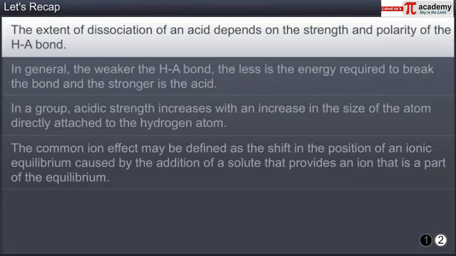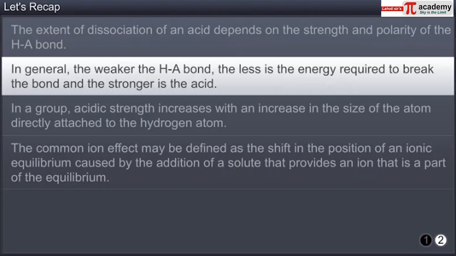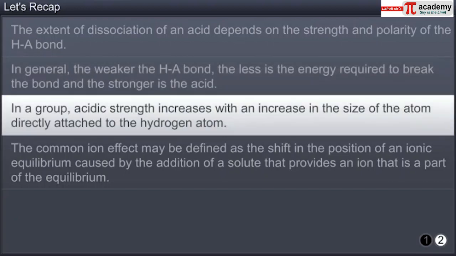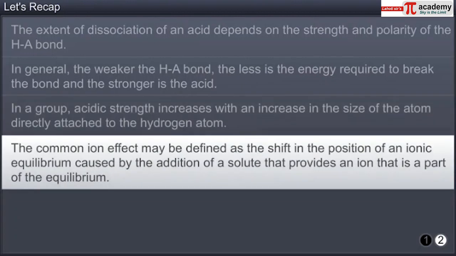The extent of dissociation of an acid depends on the strength and polarity of the HA bond. In general, the weaker the HA bond, the less is the energy required to break the bond and the stronger is the acid. In a group, acidic strength increases with an increase in the size of the atom directly attached to the hydrogen atom. The common ion effect may be defined as the shift in the position of an ionic equilibrium caused by the addition of a solute that provides an ion that is a part of the equilibrium.